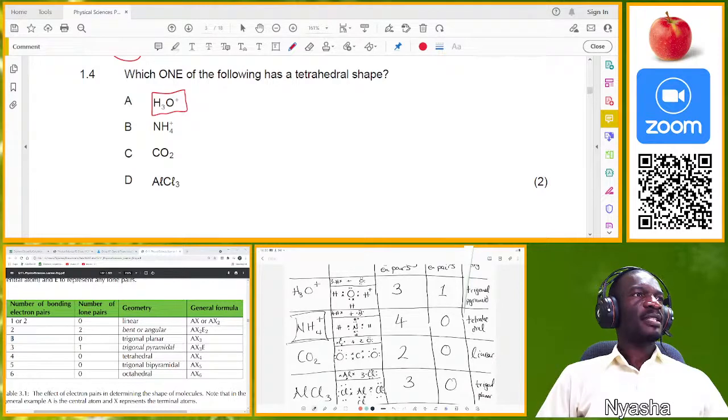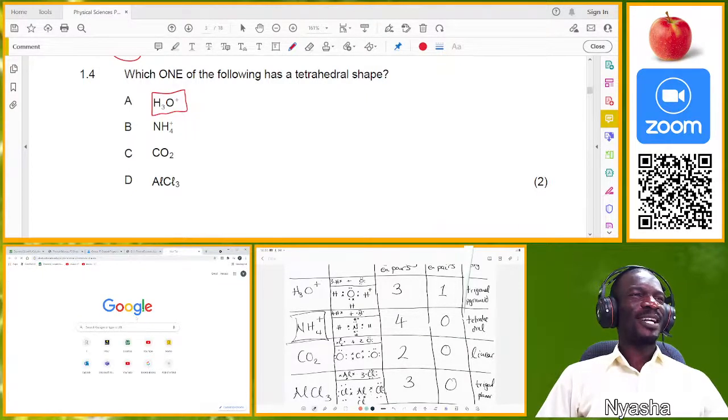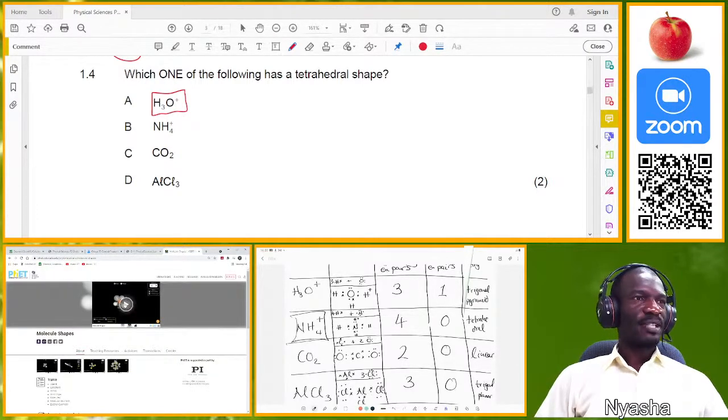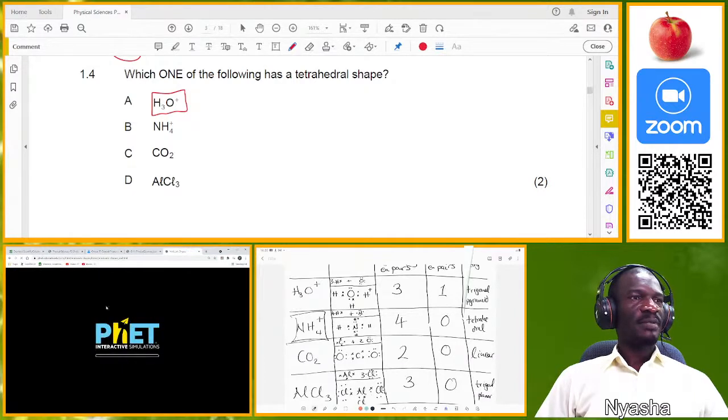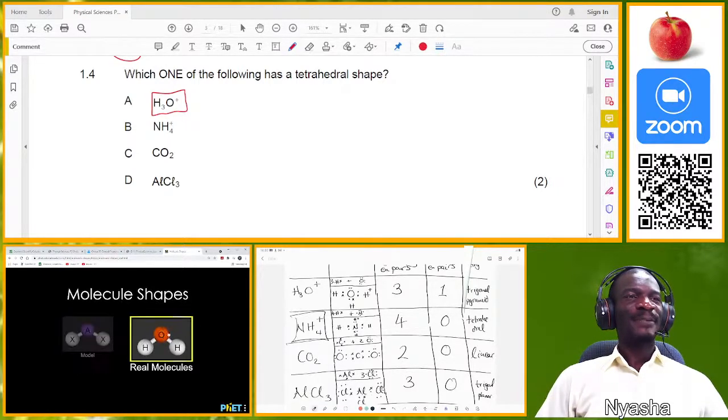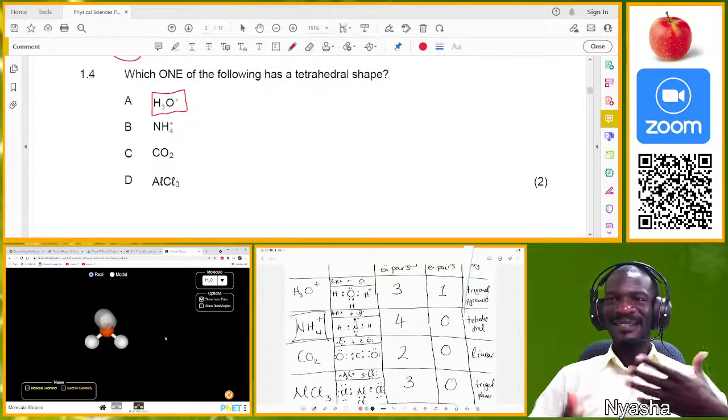Let me pull this out for you so that you can relate this to what we actually see with our eyes in terms of geometry. So let's have something that will demonstrate the structure of these molecules. That's molecular shapes. You can go online. This is a free site called PHET simulations. If you just look for PHET simulations, they have very exciting demonstrations and animations.